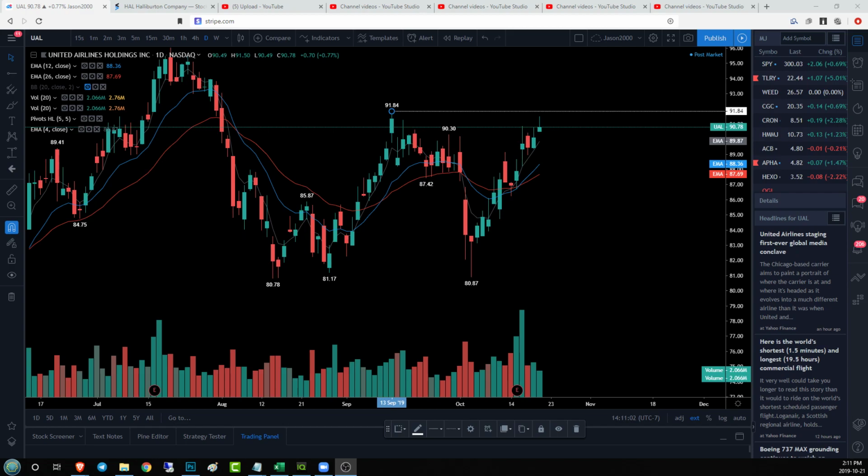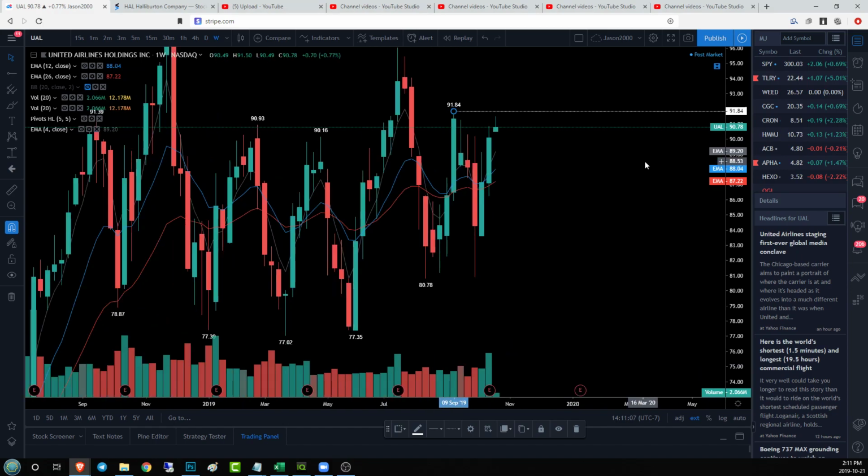Hi friends, we're taking a look at UAL. UAL is in a nice weekly equilibrium and we are trying to top fish this 91.80, hoping for a lower high under that level for more downside continuation. Tried to get in during the high today, but I didn't quite get my entry.